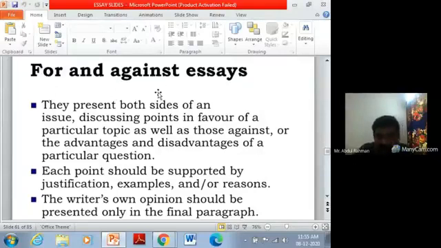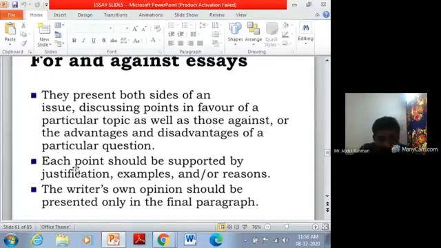So for and against essays, as the name suggests, the writer presents both sides of an issue and discusses them first of all, in terms of advantages or disadvantages, merits or demerits, etc. He presents both sides, the pros and cons of the topic. And second, each point should be supported by justification, example, or reason. And above all, a writer can add his own opinion in the final paragraph of the essay.